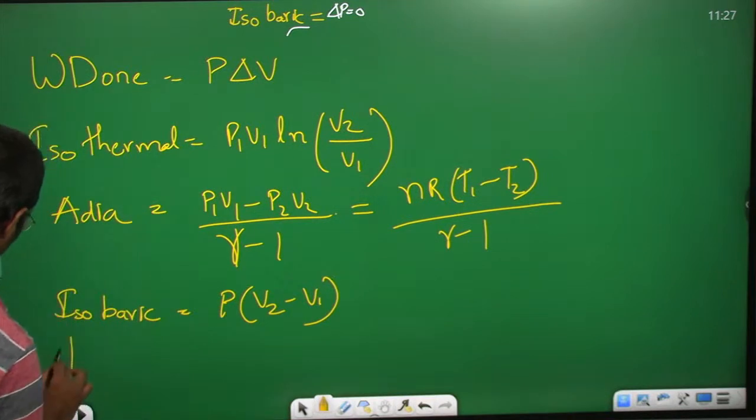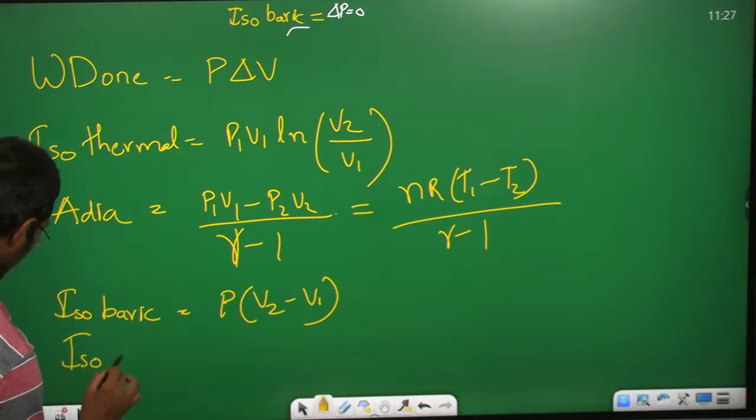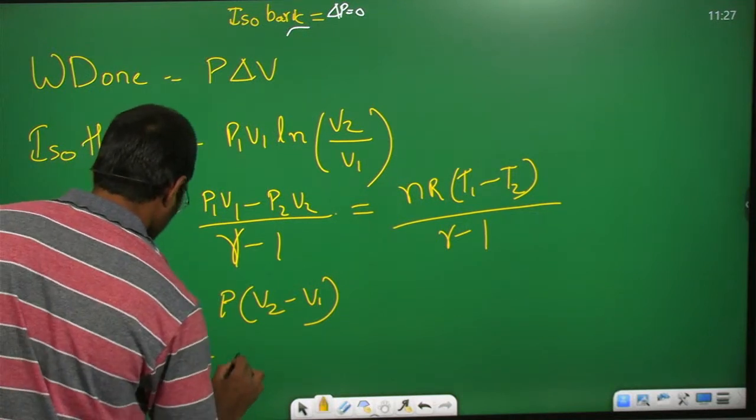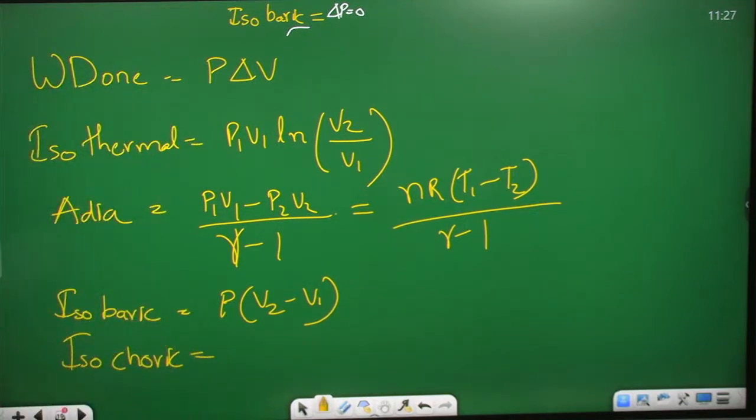For isochoric, what is work done for isochoric? Formula for work done of isochoric, come on. Yes, we have Gayatri, you are right. So Vijayalakshmi, P into delta V, okay, still. Okay, Gayatri, you are right.